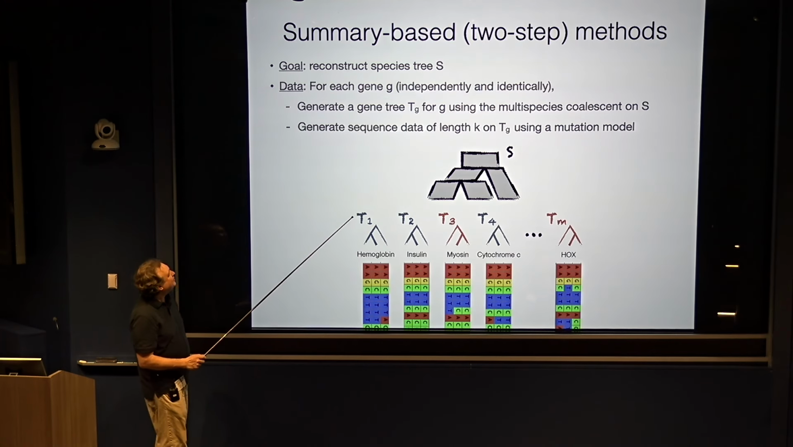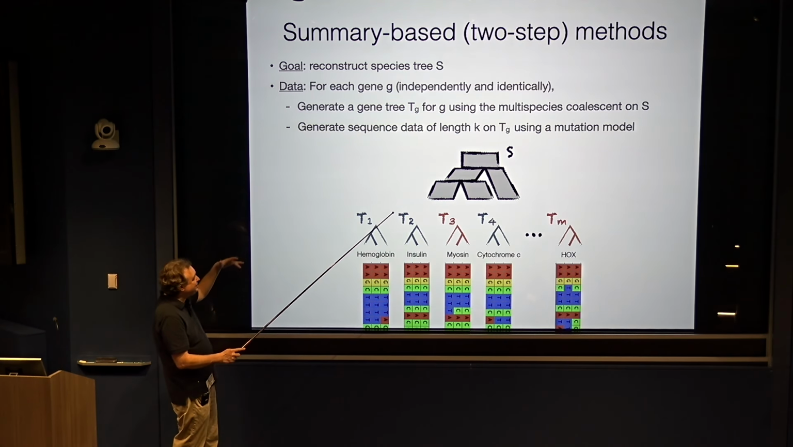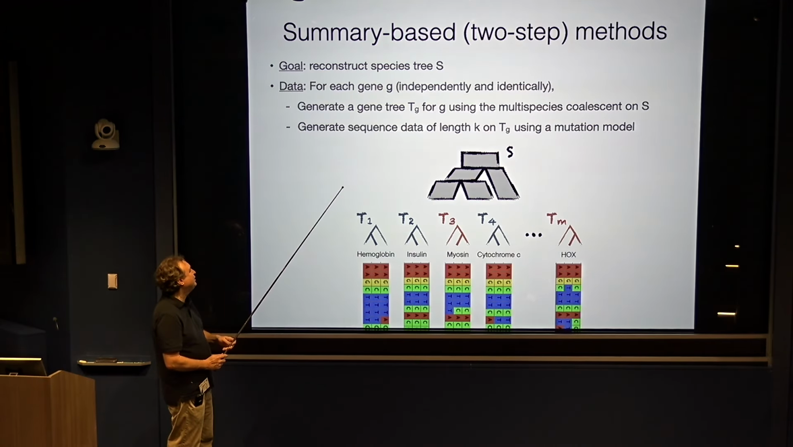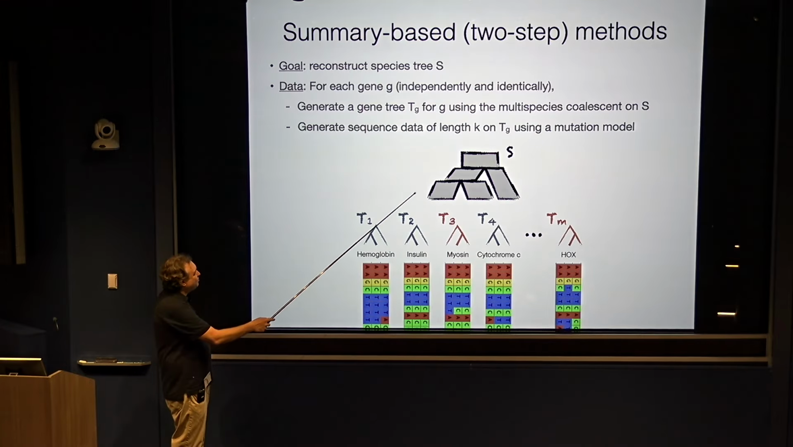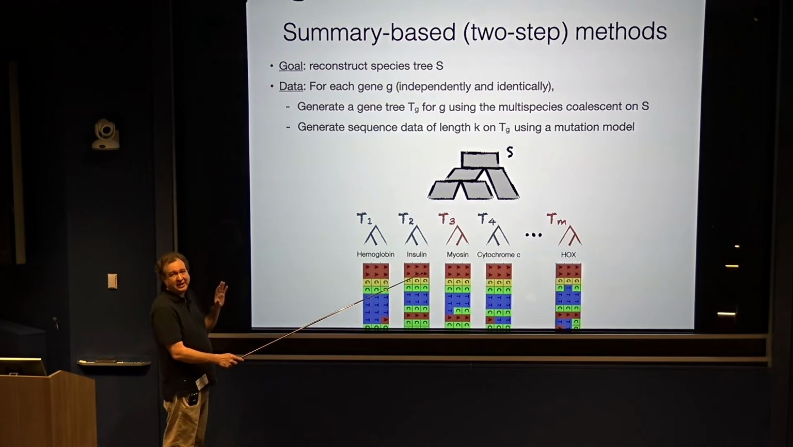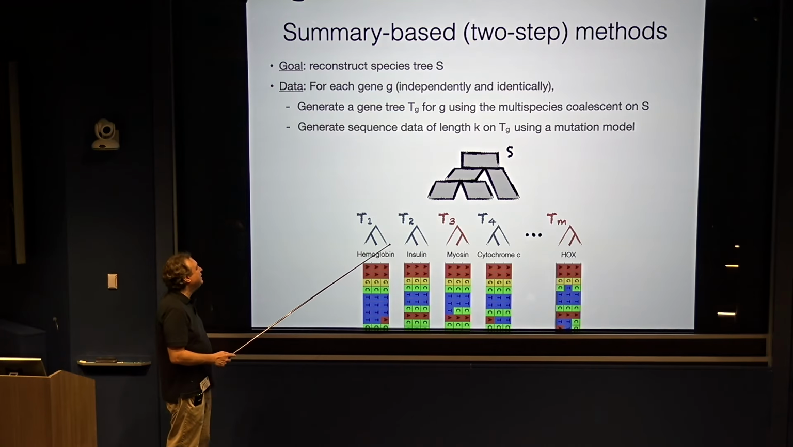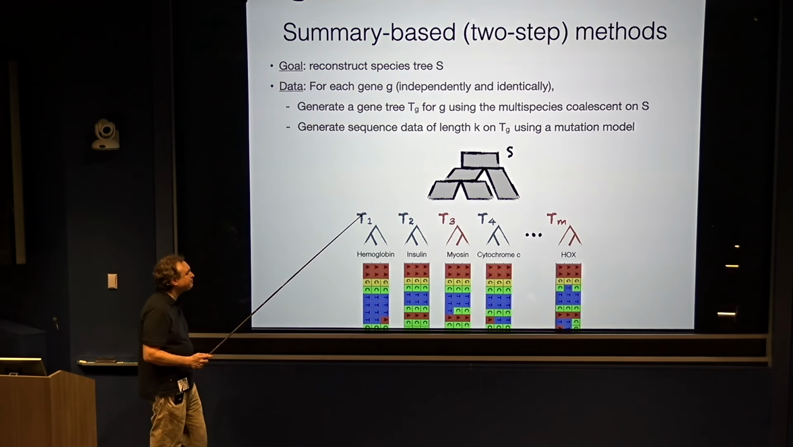Okay. We have a species tree that we're trying to reconstruct, right? That's the sequence of speciation events that have led to the current species that are at the leaves of my tree. I don't get to observe that directly. For each gene in my data set, maybe the hemoglobin gene, the insulin gene, and myosin, and so forth, there's a gene tree, which is some random tree that was produced from this coalescence process.